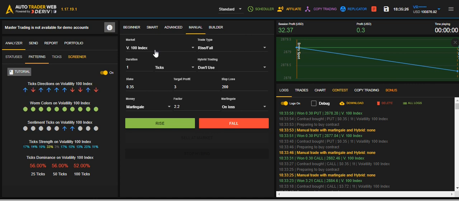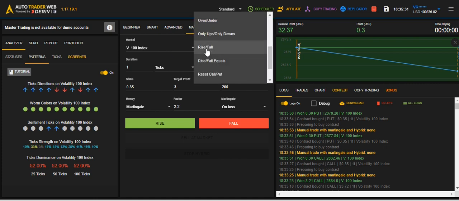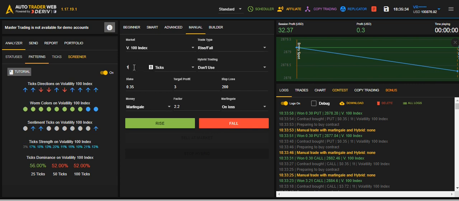Any market, you can take any market. Normally the type is rise and fall, and the duration is only one tick. The stake, as I always told in the video, you have to start with 0.35, even though you're a big investor. 0.35 is the right starting point for the martingale strategy. This is a default martingale with 2.2, no need to change anything. This is the first thing you have to set up when you open binary bot dot online.